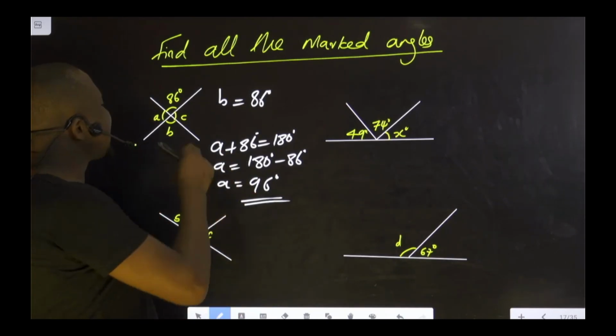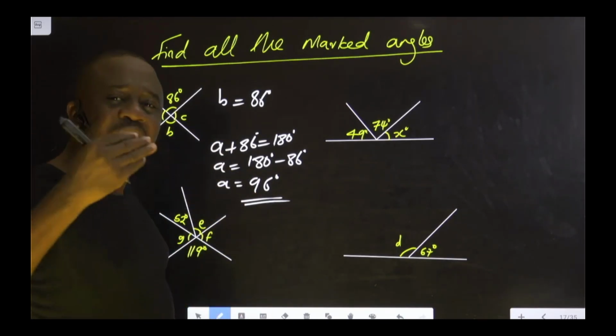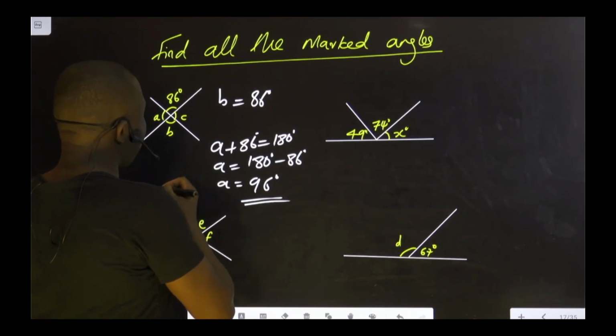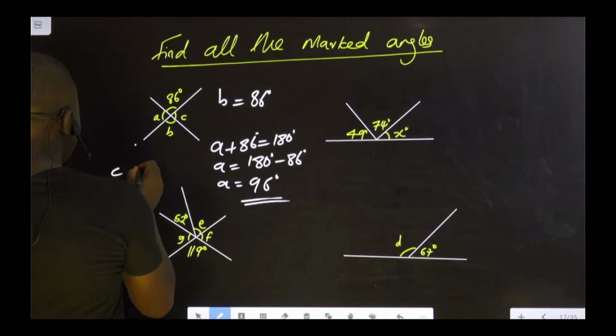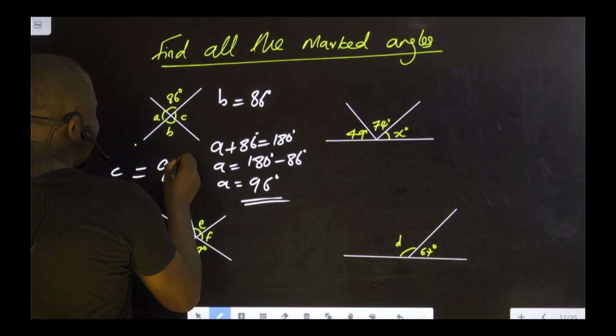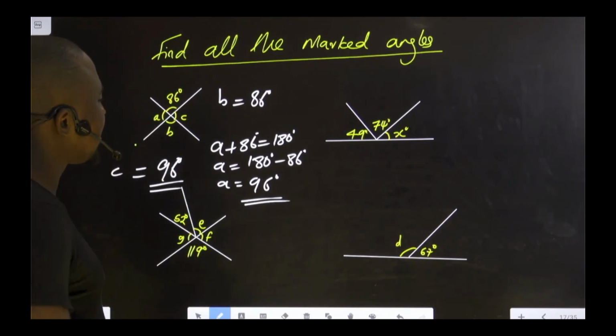And you agree with me that A and C are vertically opposite. Therefore, you can say that C is equal to 96 degrees. Okay, we are through with this. Let's come for this now.